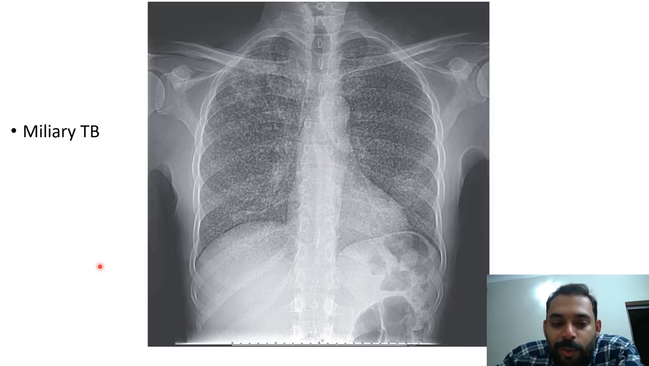Next, if you look at this X-ray, this is what we call a miliary pattern. It consists of the presence of multiple, extensive, small nodules on both lungs, usually 1 to 3 millimeters in diameter, with sharp margins. This is also very characteristic of miliary TB. So if you see an X-ray like this, the chances of miliary TB should be very high.